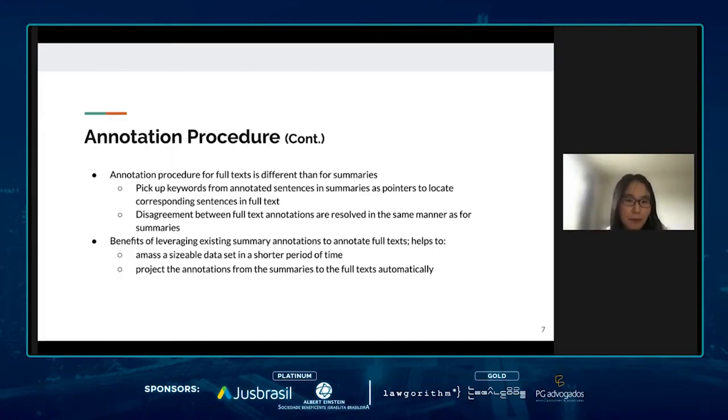The benefit of using this strategy is that it helps us to gather a sizable data set in a short period of time. And also, it is the first step of projecting the annotations from the summaries to the full text automatically.